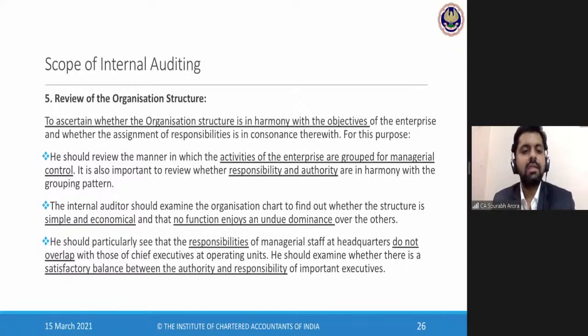Then whether the organizational chart, the responsibility structure, is simple and economical, and no function enjoys an undue dominance over the others. Then responsibilities of managerial staff at headquarters do not overlap. So the responsibilities should not overlap. These are very obvious points, but still these need to be remembered to get good marks in the exams. Then there should be satisfactory balance between the authority and responsibility.